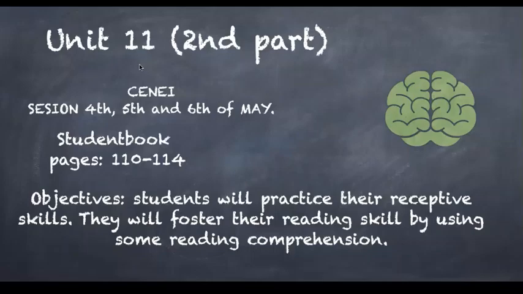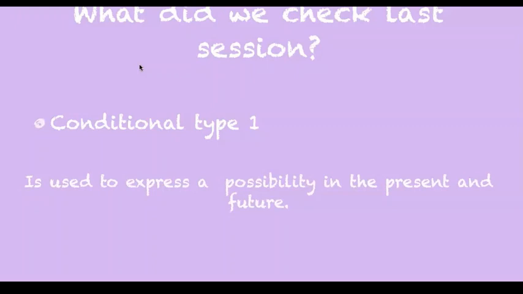Yes, here we go. Okay, tell me guys, what did we check last session? What did we check? Do you remember? Excellent. Conditional type 1. And tell me guys, when do we use it, or what is it used for? Yes, exactly. It's used to express a possibility in the present or in the future.